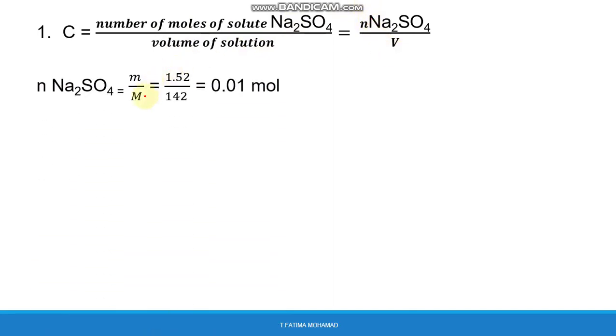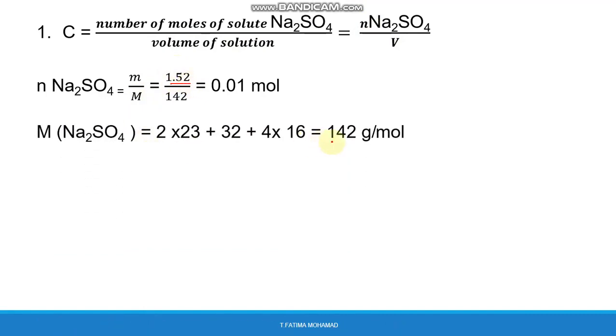n is mass over molar mass. Mass is given, 1.52. Molar mass you calculate: we have 2 Na, so 2 times 23 plus molar mass of sulfur 32 plus 4 times 16, which is the molar mass of oxygen, which equals 142 grams per mole. So the number of moles of Na2SO4 equals 0.01 mole. Concentration: 0.01 over 500 times 10 power minus 3.